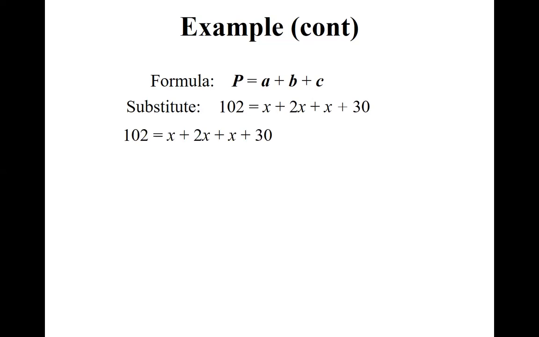Now we go to solve. We combine like terms on the right. X plus 2X is 3X plus X is 4X plus 30. We want to get the 4X by itself. We need to get rid of plus 30. We do that with minus 30. We do that on both sides. 102 minus 30 is 72. 30 minus 30 is 0, so that goes away. We have 72 equals 4X.